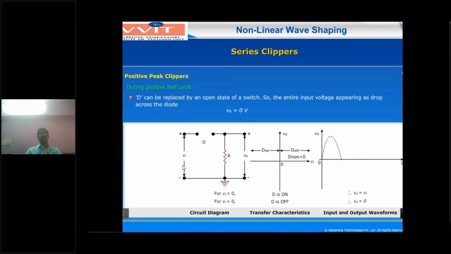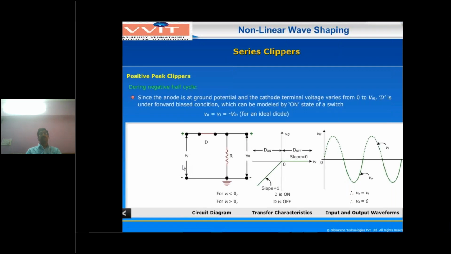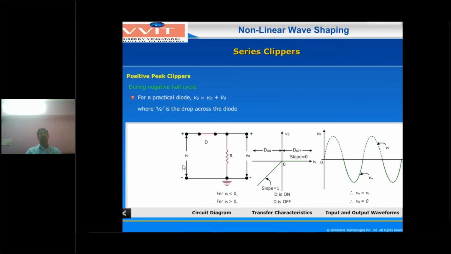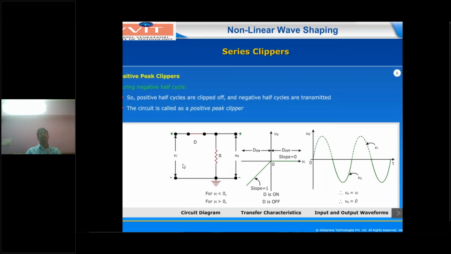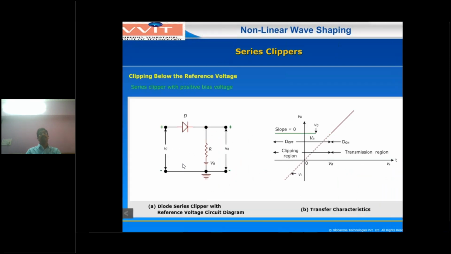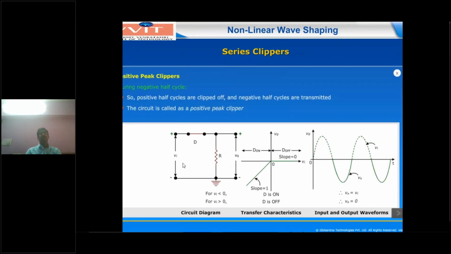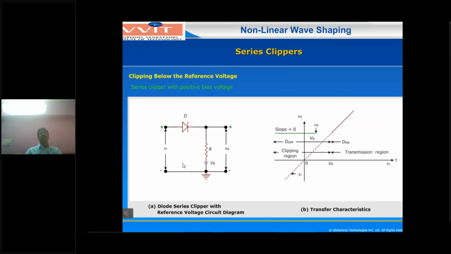Here the reference voltage we consider is 0. You have seen two circuits. One is the negative peak clipping circuit, like a half rectifier circuit. Similarly, in the positive peak clipping circuit, the diode will be in reverse bias condition. Next we are moving to another type, clipping below the reference voltage.